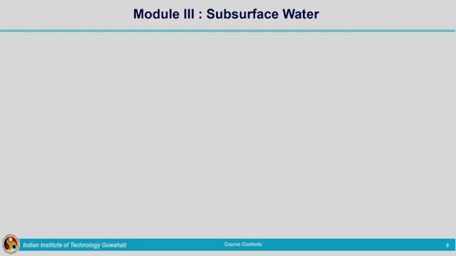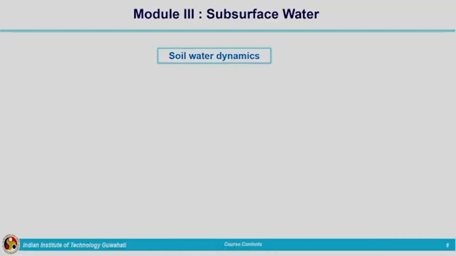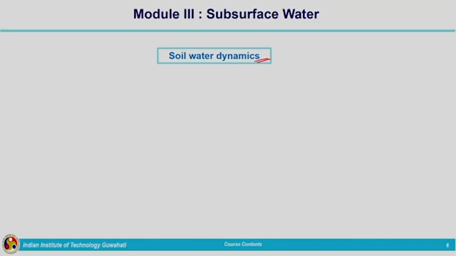Then we will be moving on to subsurface water. Subsurface water is the study of water which is present in the vadose zone or the unsaturated zone. So, for that we need to have an idea about soil water dynamics. As I already told you, soil has pore space present in it. Within that pore space, water and air will be present. So, depending on the presence of water and air, how the soil water, the soil moisture, will be behaving, related to that we need to have an understanding that we will study under soil water dynamics.